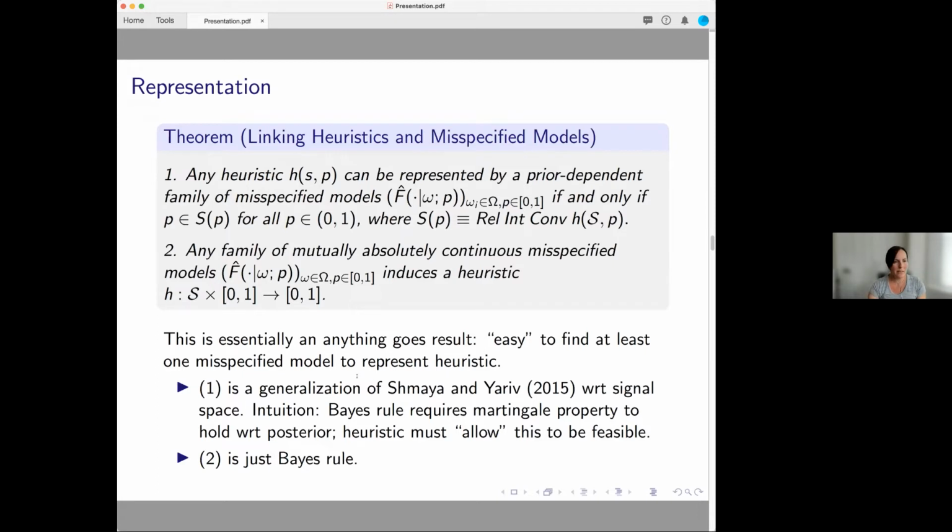The second is just the other direction. Any family of mutually absolutely continuous misspecified models induces a heuristic. And this is basically just Bayes' rule: the heuristic for a family of models is just using Bayes' rule to map signals and priors to posteriors. So what do we learn from this result? Well, we learned that basically anything goes. It's easy to find at least one misspecified model that represents the heuristic. More interestingly, we want to see whether this model is unique, or what we can say about different classes of models that could represent heuristics.